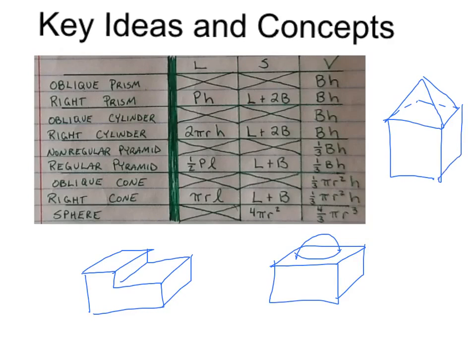Here's a pyramid on top of a prism, and then we have a pyramid on the bottom of the prism as well. So any possible arrangement, and you should be able to apply all of the formulas to arrive at the answer.